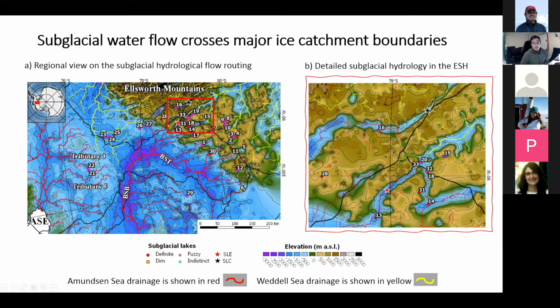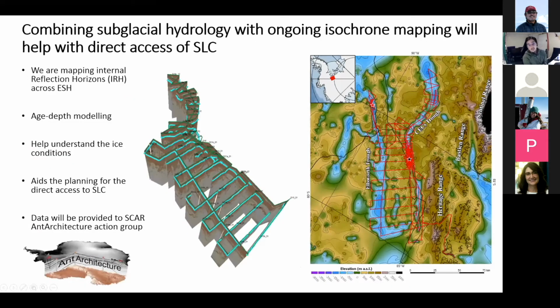So now we are using radar data to understand the glaciology of the region, the reflection horizons and calculating their age. And also we're investigating the layer distortions as a function of past ice flow changes. All of these will be used to help inform the planned direct access of subglacial Lake 6 in the coming year. And also we will provide this information to Antarctic Treaty action groups.